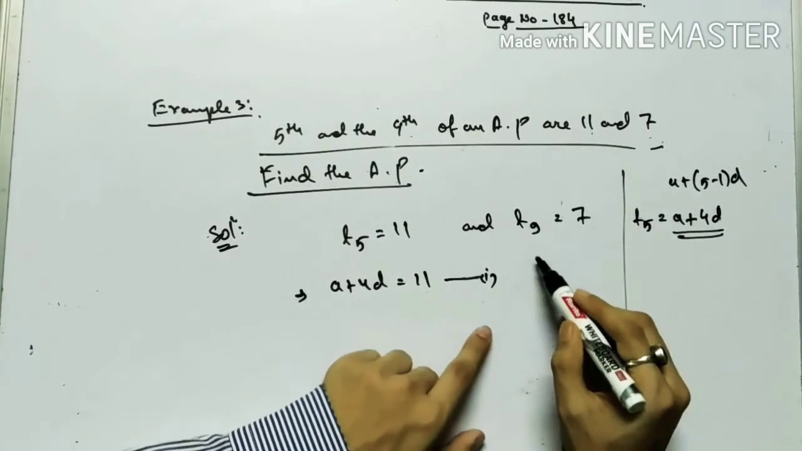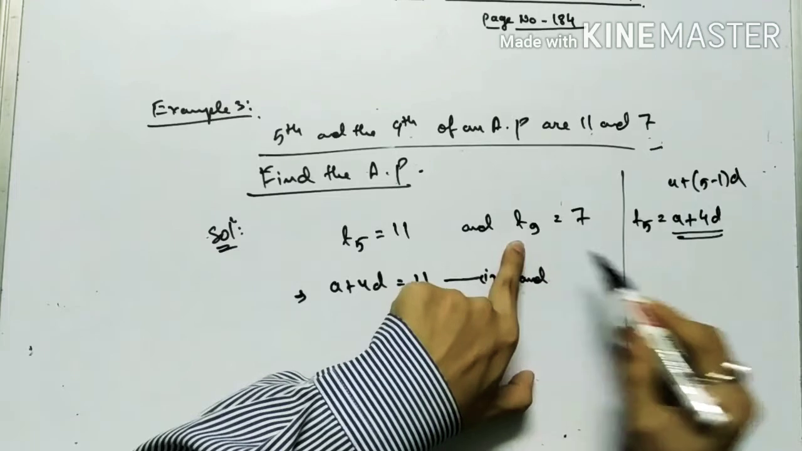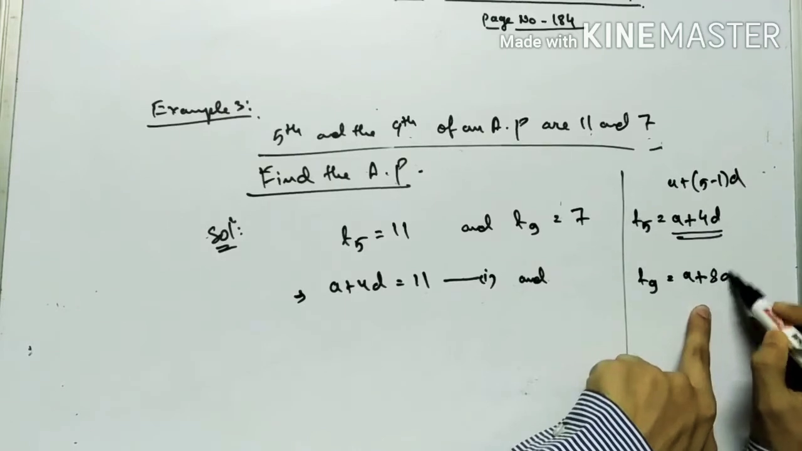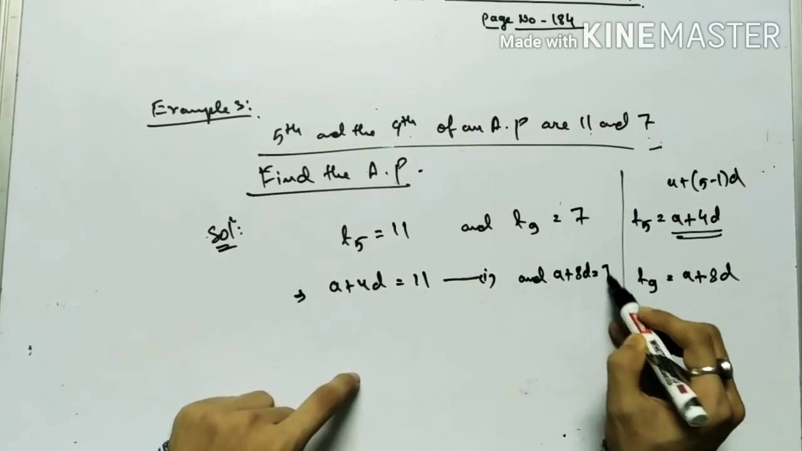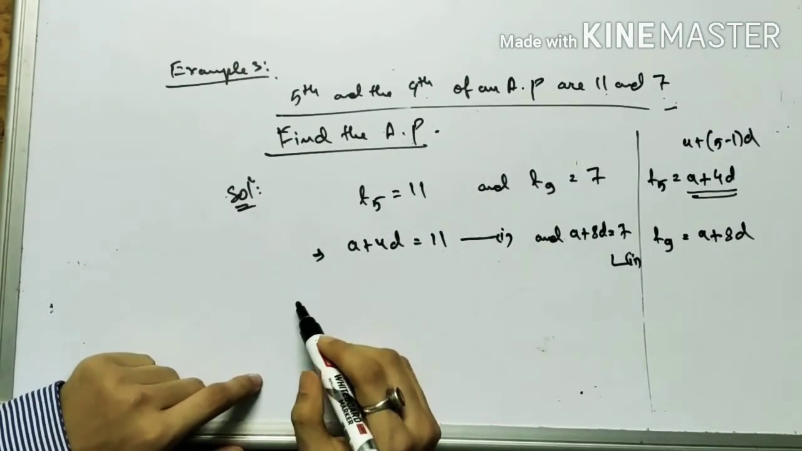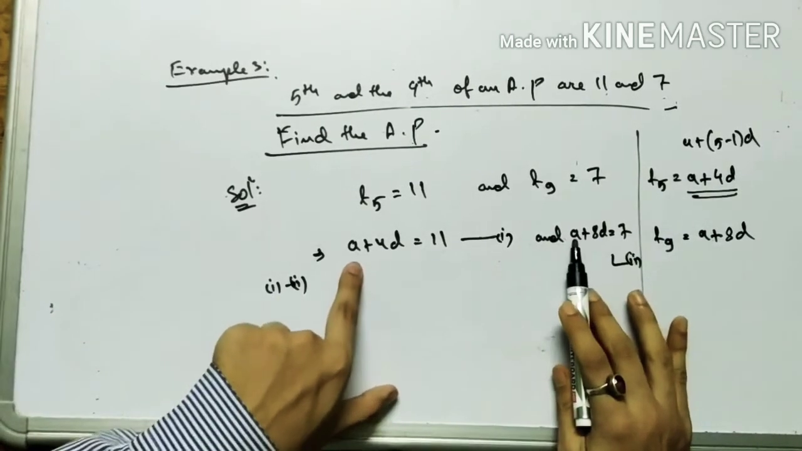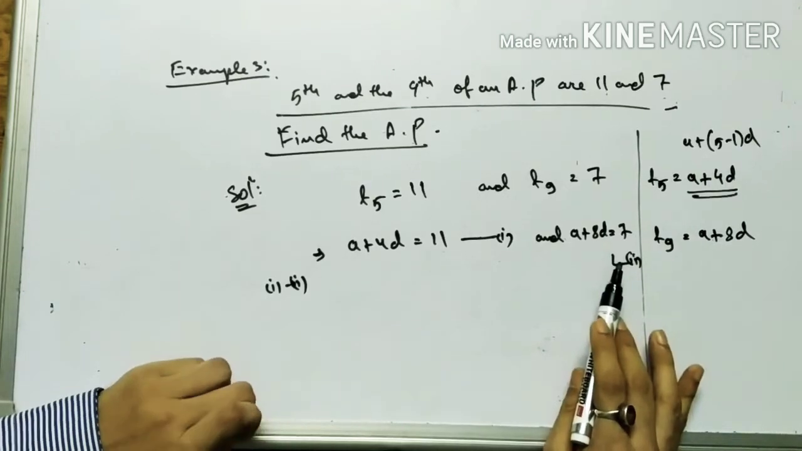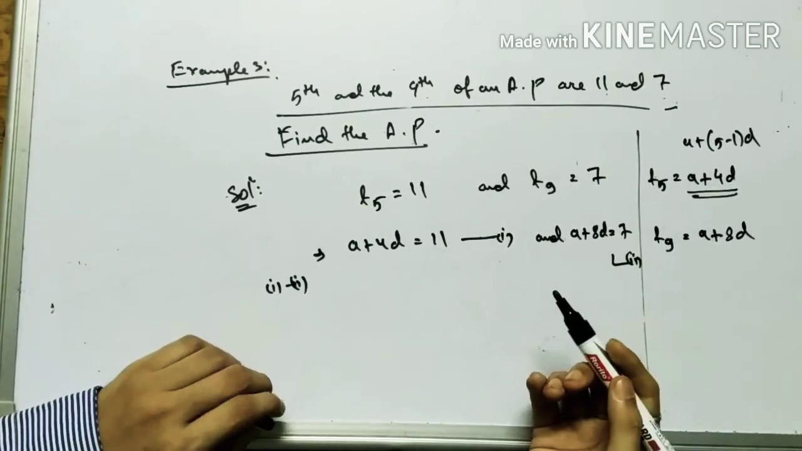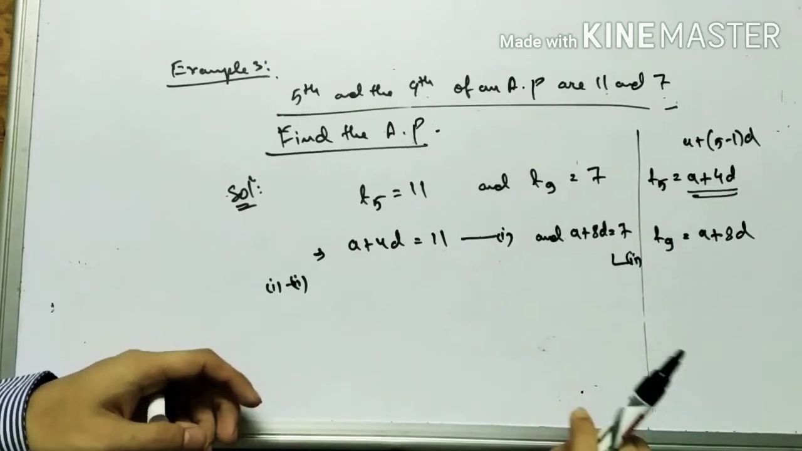And the next, T9. What can I write? a plus one less, so a plus 8d. a plus 8d is equal to 7, and this is our equation number 2. Now what will I do? I will do 1 minus 2. Then a and a cancel, and I will be able to get the d value. When I get the d value, I will put it in any one of the equations and get the a value. When I get the first term and the common difference, I can find the arithmetic progression.